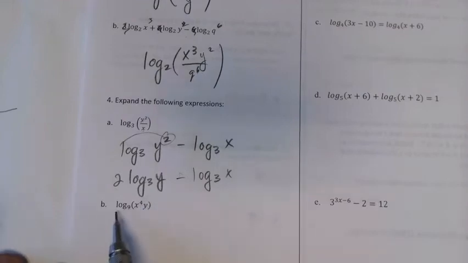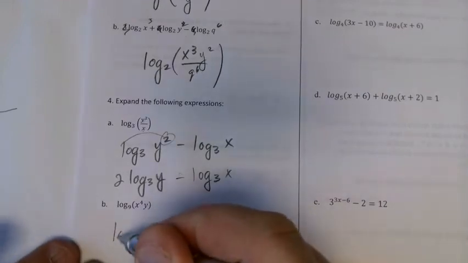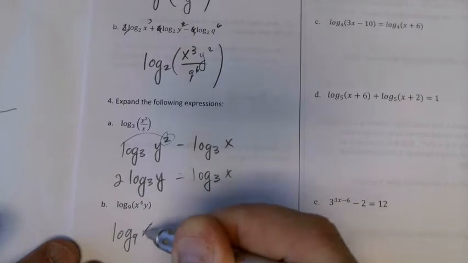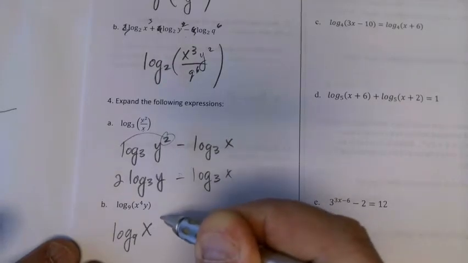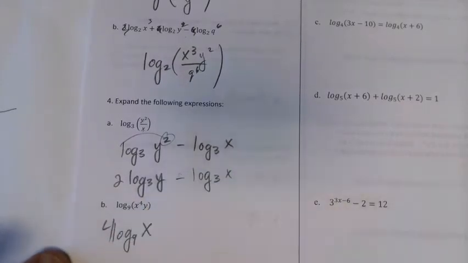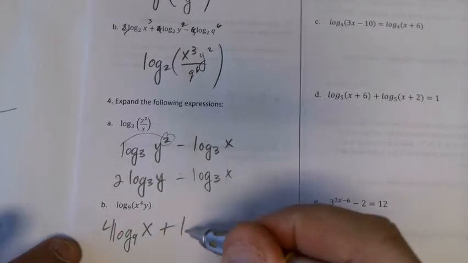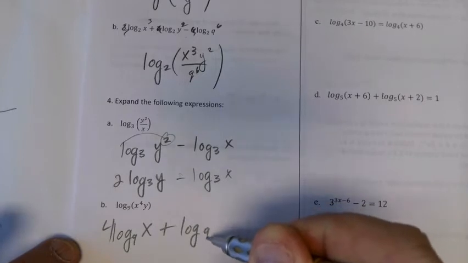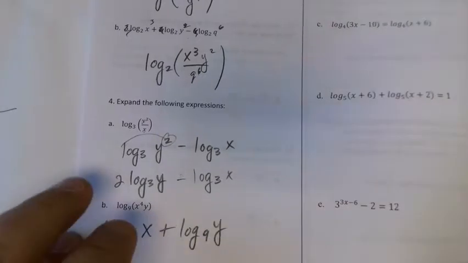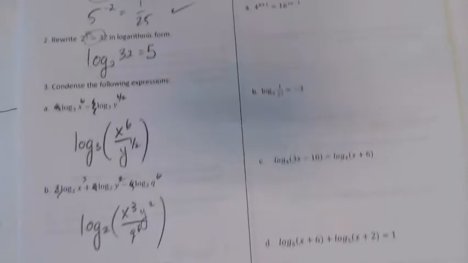This one, log base 9 of x to the 4th, but that 4 is going to get pulled out front right there. Plus, since these are multiplying, they're added, a log base 9 of y, and that's it. Okay, moving on.